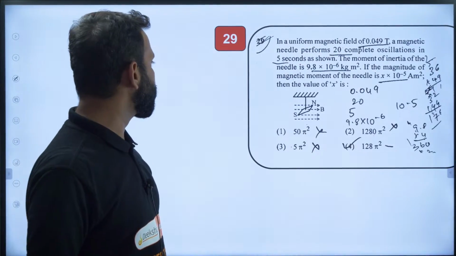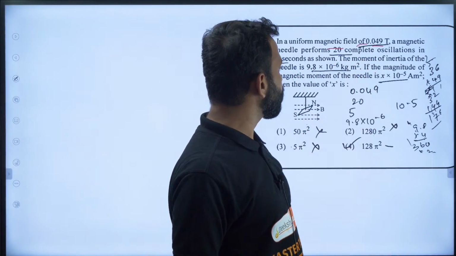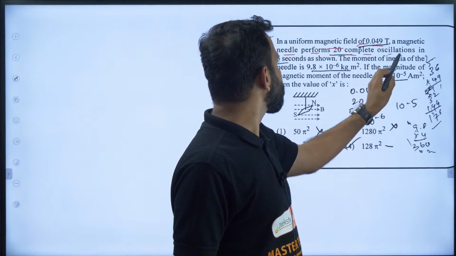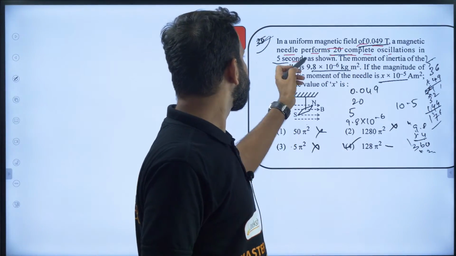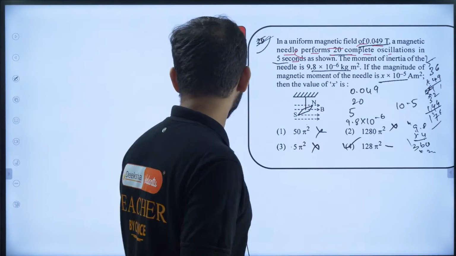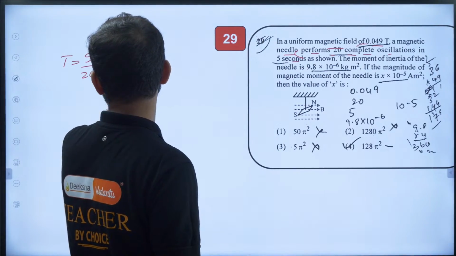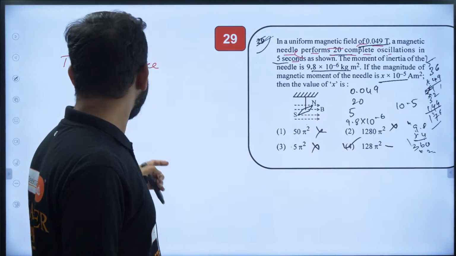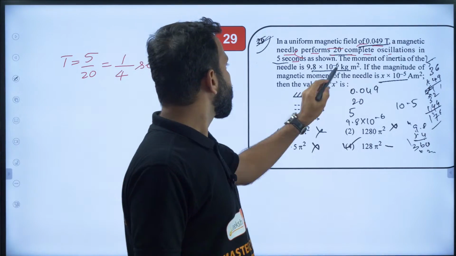Next question, question number 29. In a uniform magnetic field of 0.049 Tesla, a magnetic needle performs 20 complete oscillations in 5 seconds. Now what is the time period of this needle? The time period will be T equal to 5 divided by 20, that is 1/4 second. The time period is the time taken by the needle to complete one oscillation.